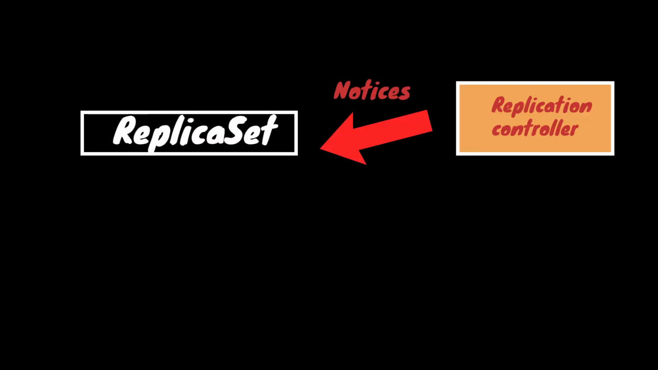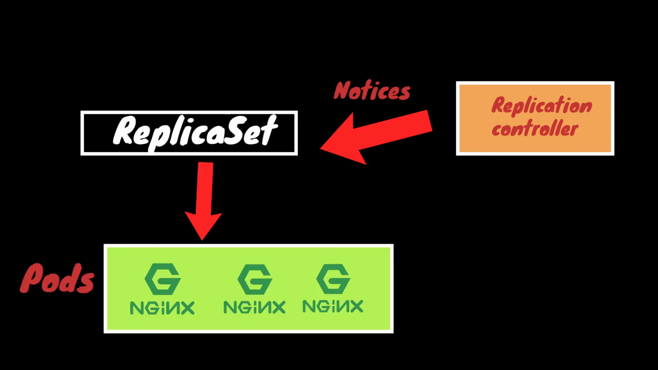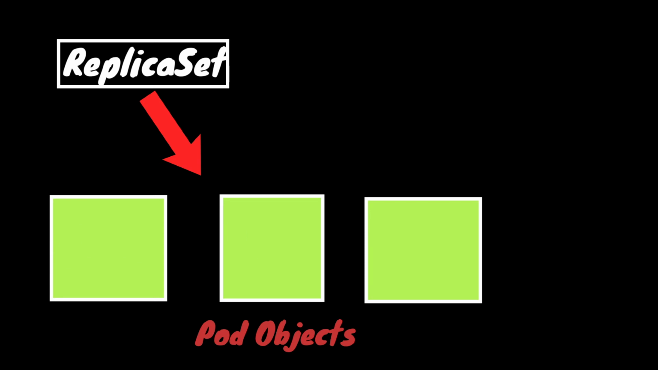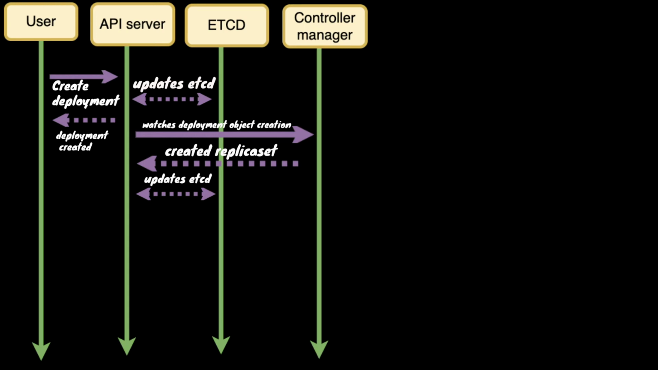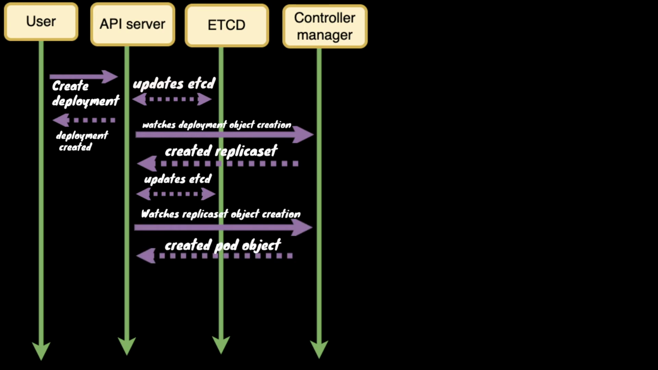Now, when a replica set is added, the replication controller notices that change and tries to achieve the desired state, which is 3 replicas of the Nginx pod running. Here, the replica set then creates 3 pod objects with the given container image to deploy on the worker node. The API server again updates etcd with this change and progresses further.